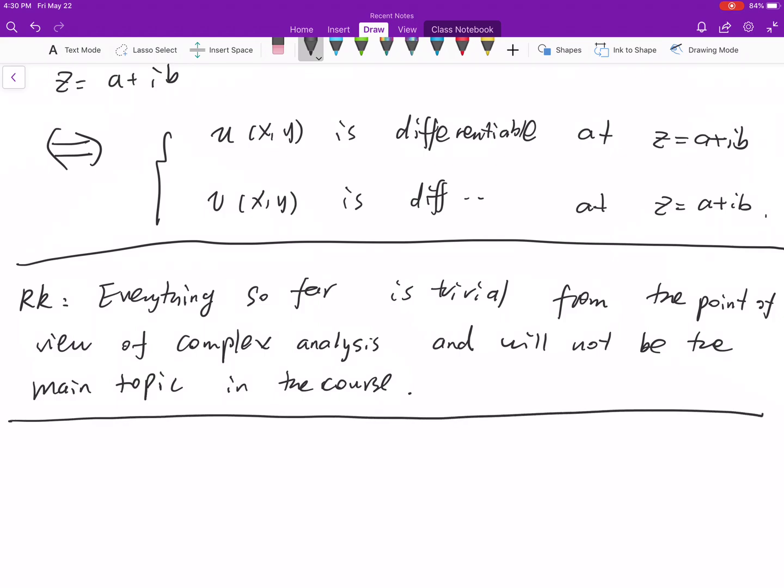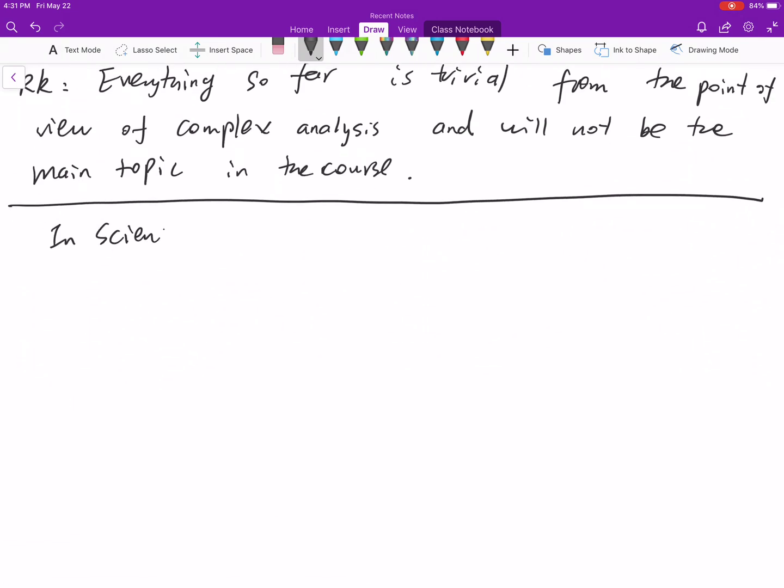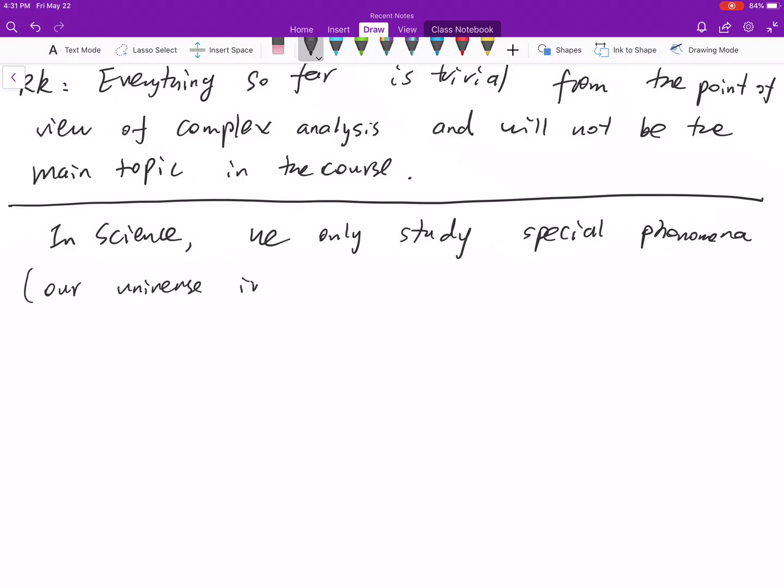So that's another point I want to emphasize at this point, that in science, we only study special phenomena. For example, our universe itself is very special. So far, no other human beings have been found outside Earth.